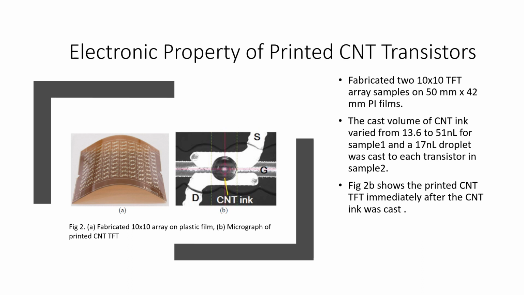Electronic property of printed CNT transistors. We fabricated two 10 by 10 TFT array samples on 50 micrometer by 42 micrometer PI films. Figure 2a: for sample 1, the cast volume of the CNT ink varied from 13.6 to 51 nanoliter, and a 17 nanoliter droplet was cast to each transistor in sample 2. Figure 2b shows the printed CNT TFT immediately after the CNT ink was cast.